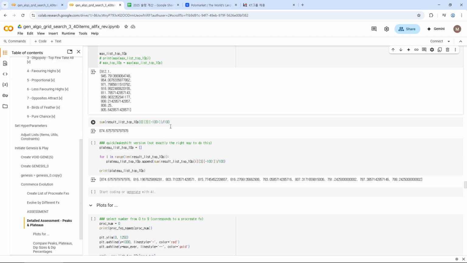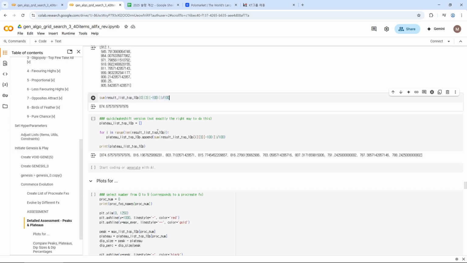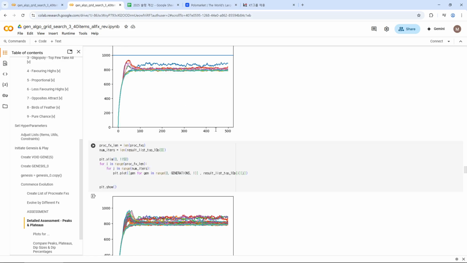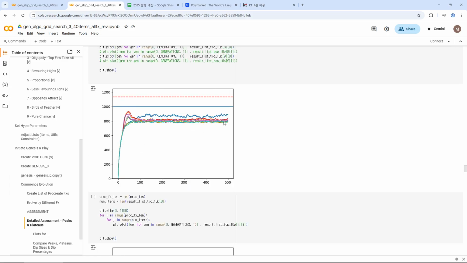And what is this? This is a way to calculate the plateau. This is the list, an empty list, and I loop through the result list top 10%, and I calculate the average of the last 100 values, thinking that it would be appropriate for now. It's a makeshift way of doing this. There are better ways of doing this. There would be, and there should be.